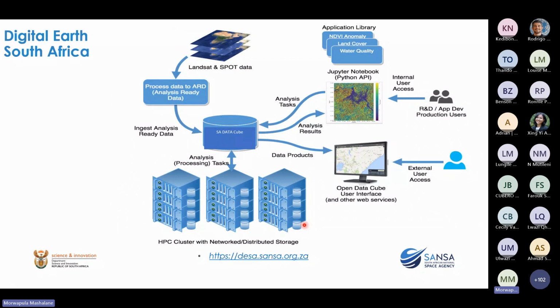The architecture of the system: we've got the data cube. In our data cube, we've got SPOT and Landsat. Mainly the focus for SANSA when we developed Digital Earth South Africa was to ensure that our SPOT archive is accessible online and can be pre-processed there. On the system, we've got about 3 application libraries which are already developed: the NDVI one, the land cover, water quality, and the settlement one.